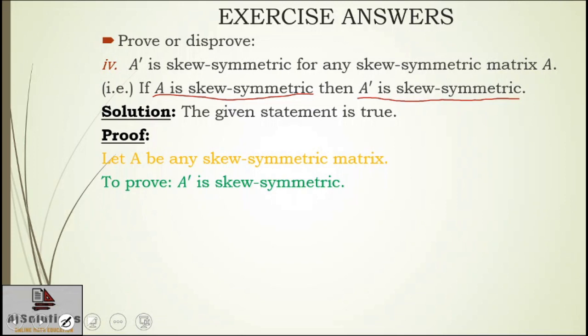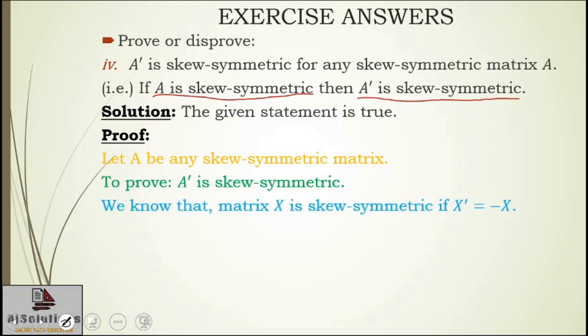Step number 3, write the fact which will help you to understand what needs to be proved exactly. So we are going to write that fact. A matrix X is skew symmetric if it satisfies the condition X transpose equals the negative of the matrix.